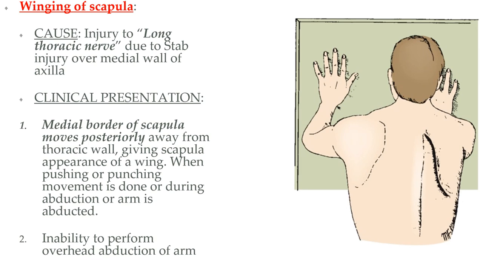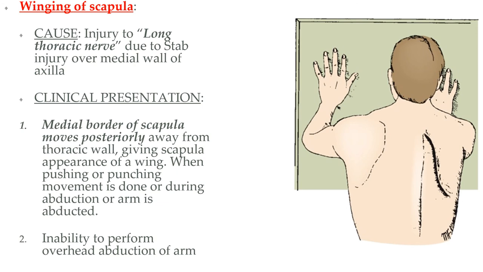Winging of scapula. Why is this disorder so named? Because in this condition, there is paralysis of serratus anterior muscle, which normally helps in protraction of scapula. Also, it pulls the medial border of scapula anteriorly to keep it opposed to the thoracic cage. And due to paralysis of this muscle, during pushing and punching movements, anterior pull on the medial border weakens. As a result, posterior pull exerted by the muscles like rhomboids, which attach to the dorsal surface of the medial border, predominates. Hence, the medial border protrudes posteriorly, so it looks as if the patient has wings on his back.